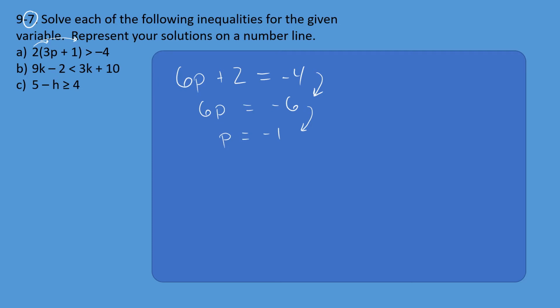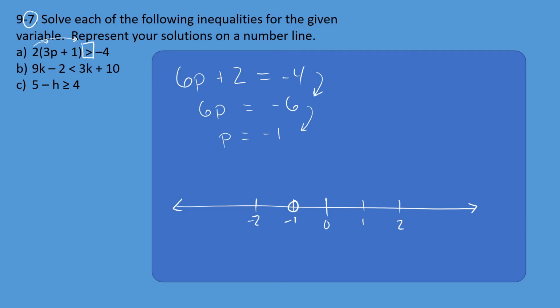Now, this value p is -1 is our boundary location. So on a number line, here's 0, and over here is -1 and -2, for example. Over here I've got 1, and then I've got 2. Well, my boundary is at -1, and I'm going to put an open circle there. And the reason why I'm using an open circle is because my inequality was strictly greater than.